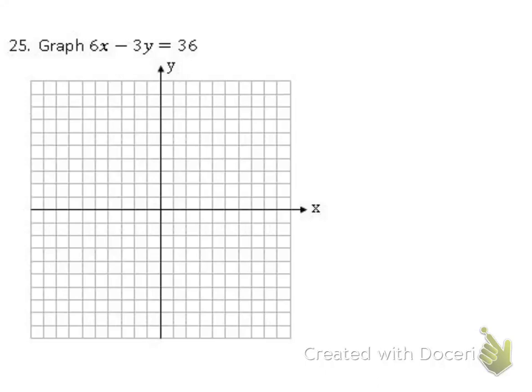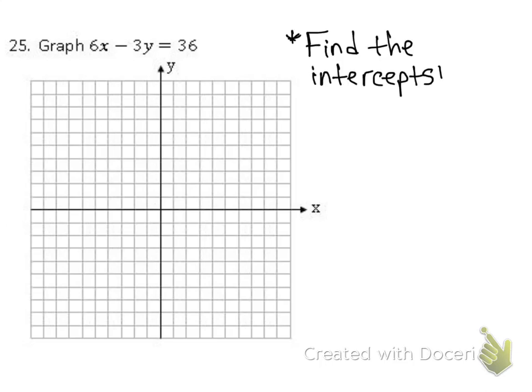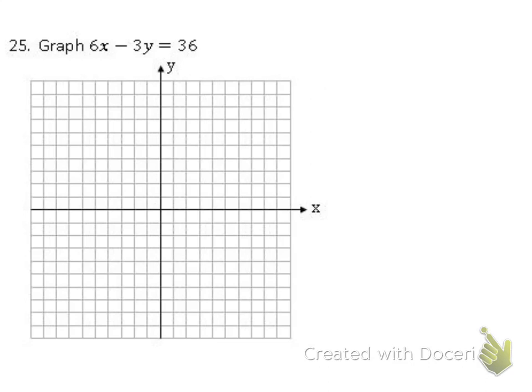Problem 25 asks us to graph the equation 6x minus 3y is equal to 36. In order to graph a linear equation, we need to have at least 2 points to connect. The simplest points to find are the intercepts, the x-intercept and the y-intercept. We'll start by finding the x-intercept, and that's the x value when y is equal to 0.